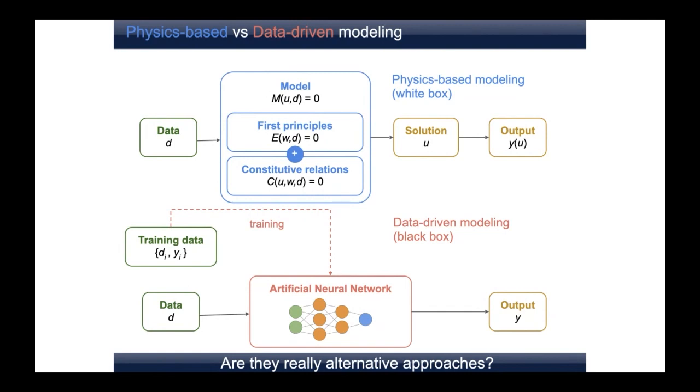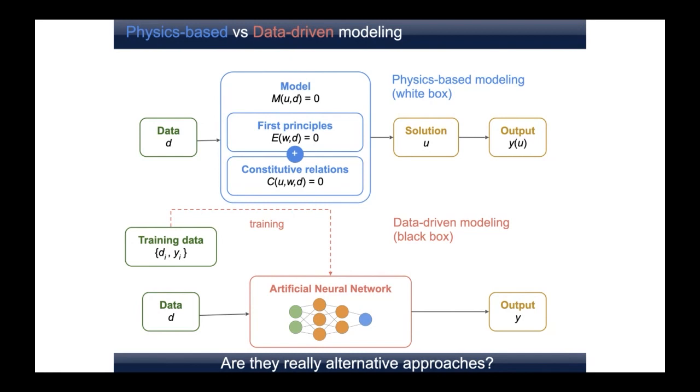So try to approach the conclusion, right? I told you at the beginning that we have physics-based models, and then you have data-driven models, those that are based on machine learning or artificial neural networks, say. So with the physics-driven model, you have data, then you have a model, and then you have solutions and an output. And the model consists of first principles and constitutive relations. I will say a word about that. Whereas on the lower ground, you have the data-driven model. You have the training data, the training set, you need to train your artificial neural network, and then you have new data and you want to find a solution which is an output.